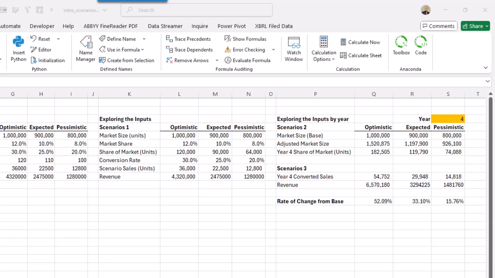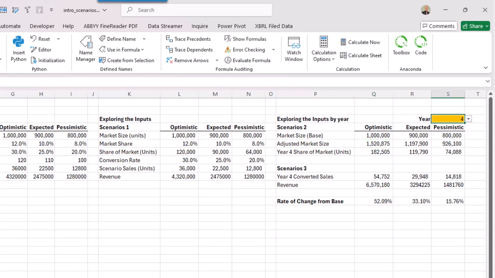Let's see what happens. Market size, the base size, let's have a look at the cell. B5, D5, just ordinary copy over from the input section. Adjusted market size, Q5, times 1 plus B6, that's the market growth rate, to the power of S3 minus 1. That gives you essentially year 0, year 1, year 2, year 3, year 4.